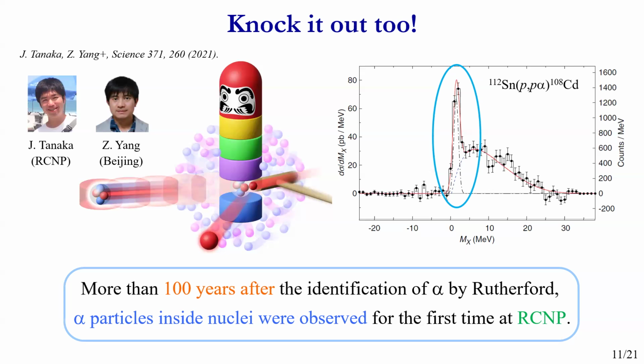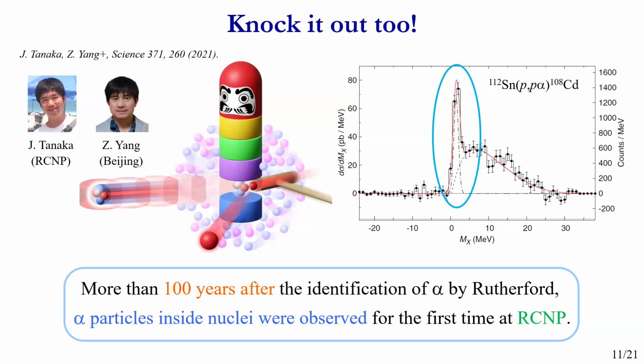So nuclear correlation should be there, but probably not many people expect that the alpha is inside such a thin isotope. But the experiments showed that that is not correct. So I would say more than 100 years after the identification of alpha by Rutherford, alpha particles inside the nuclei were directly observed for the first time at RCNP, Osaka University.